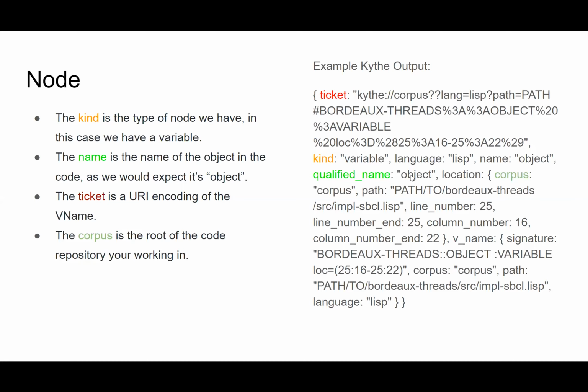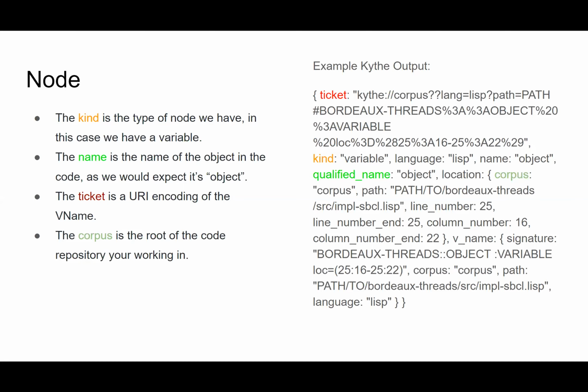The difference between name and qualified name is that name might be object, but qualified name might be package, object. But here this is a locally bound variable, so it doesn't have a package name.